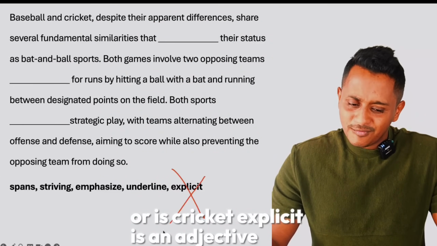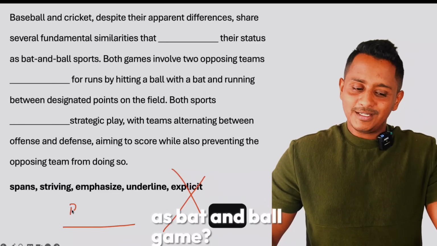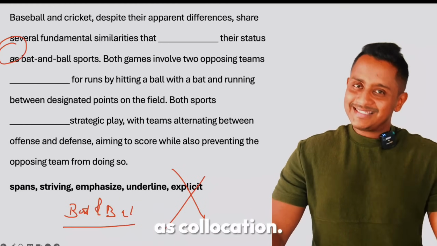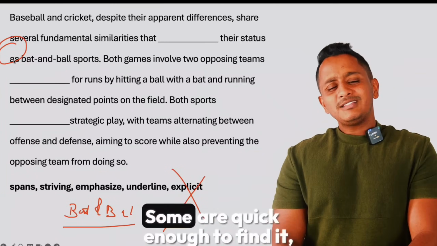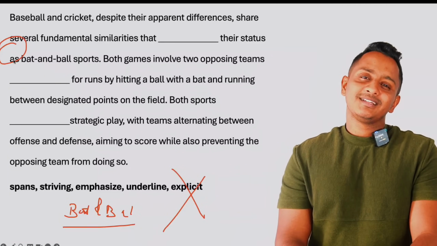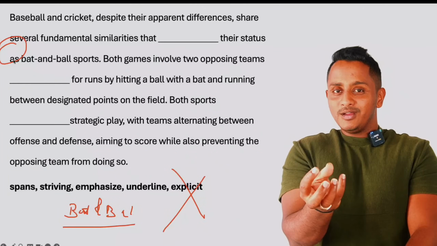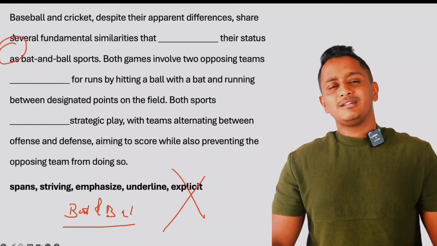Explicit is an adjective, so it cannot come here at all. Is cricket underlying the status as a bat and ball game? Yes, you underline something as something else, a collocation. That's the evidence. Some are quick enough to find it, some may not be. And those who are not able to find this clue, you just have to give some more time. It will come, it will be there.